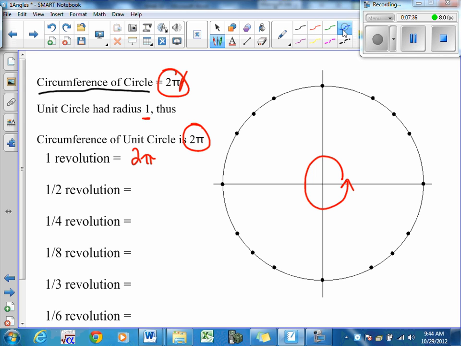Now, instead of going all the way around the circle, we only go halfway around. It's going to be half of 2 pi, which is just pi. If we want to go a quarter of the way around the circle, to there, that's going to be half of a half. So I take pi and divide it by 4.